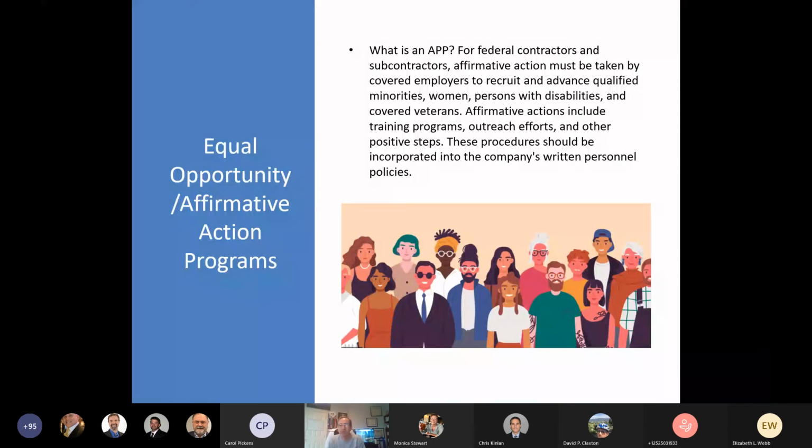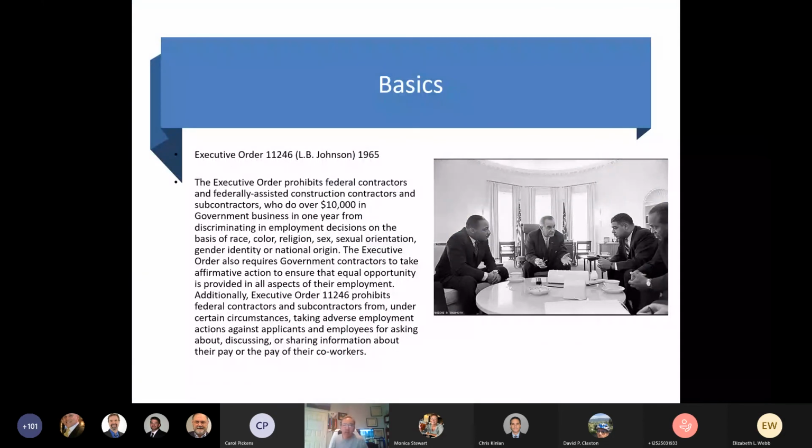So what this basically says, and we'll get into the history in a moment, is that federal contractors and subcontractors must take affirmative action for covered employers in order to advance and protect qualified minorities, women, persons with disabilities, and covered veterans. And that can include training programs and outreach efforts and other actions that you take, and those actions are codified into your SOPs and written into your personnel policies.